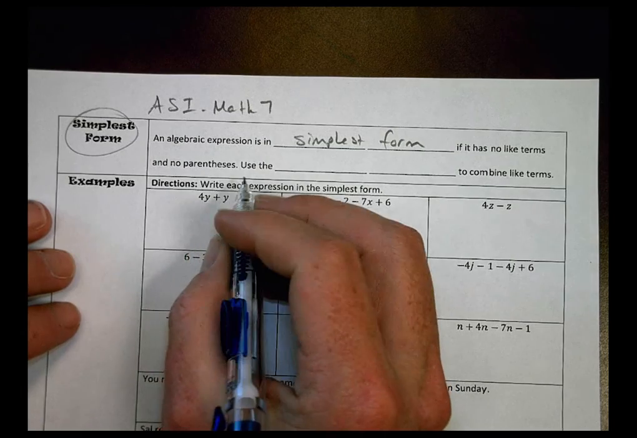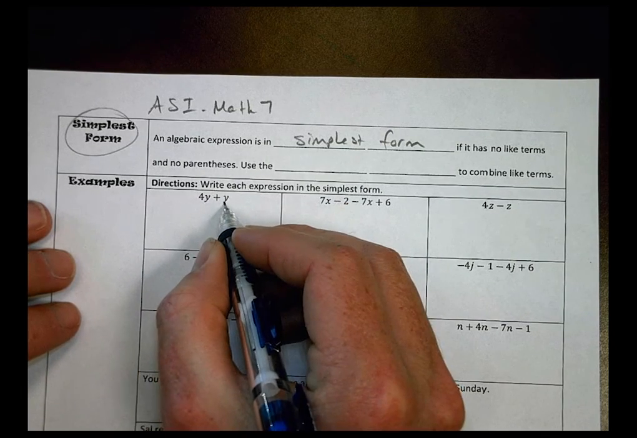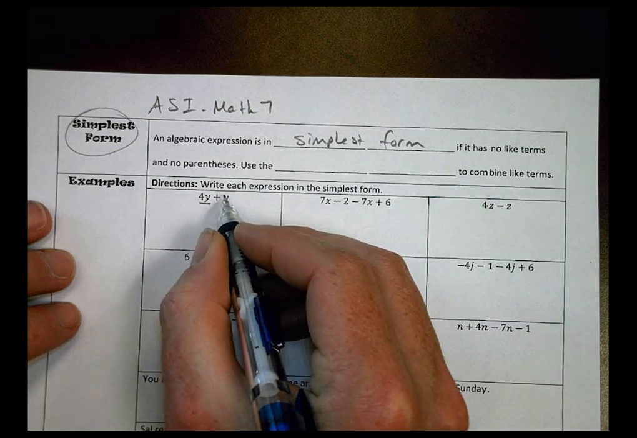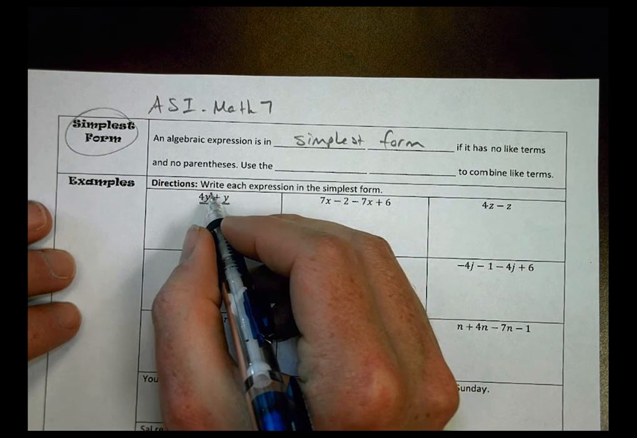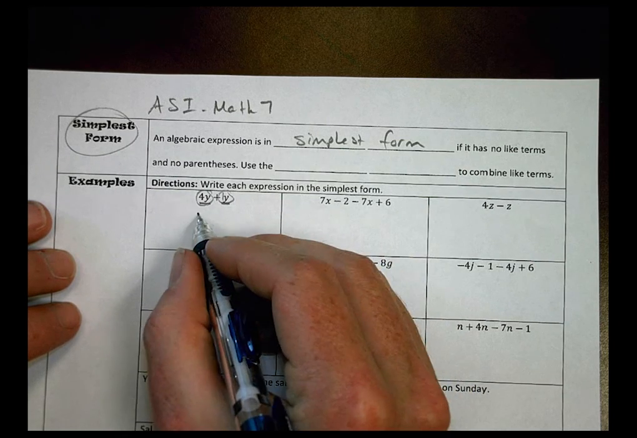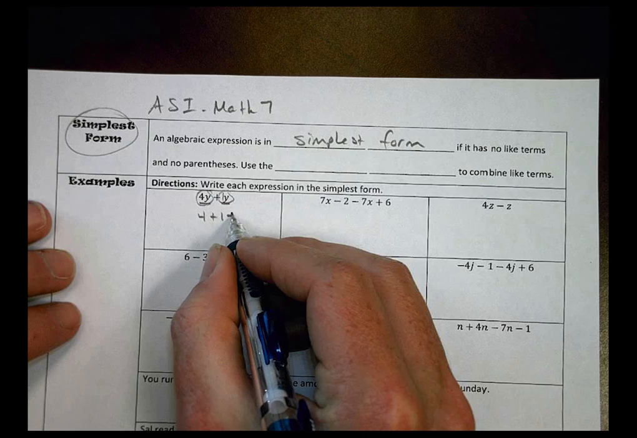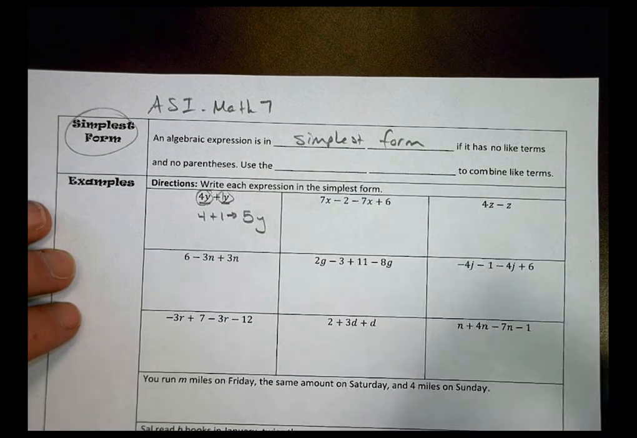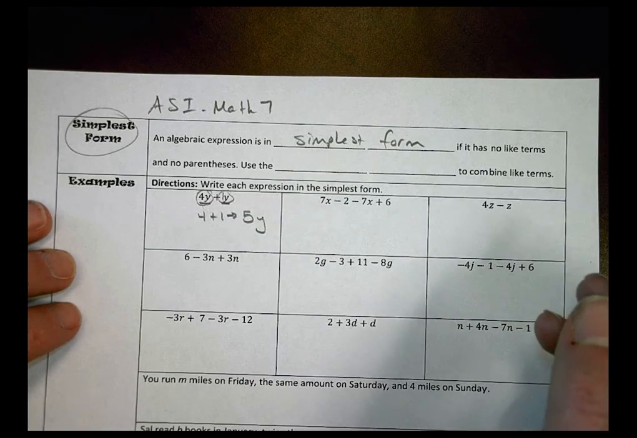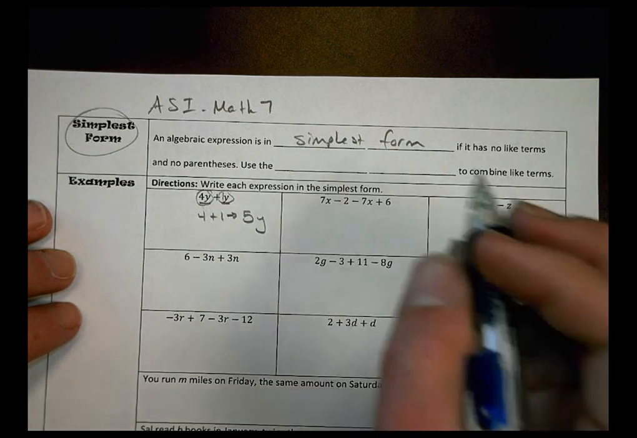In this case here, we have a 4y and a y. Because they have the same variable, a y and a y, we can combine those. So we could say a 4y plus another y, which is 1y, becomes 4 plus 1, which is going to be 5y. You don't have to write 4 plus 1, I just wanted to show you how we added up the basic numbers there. So that's a 5y there.